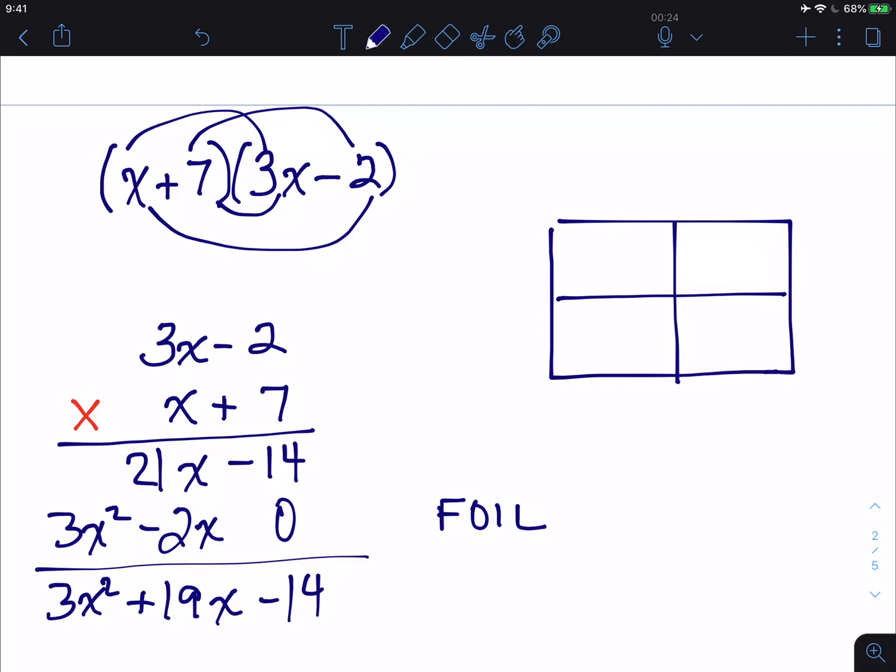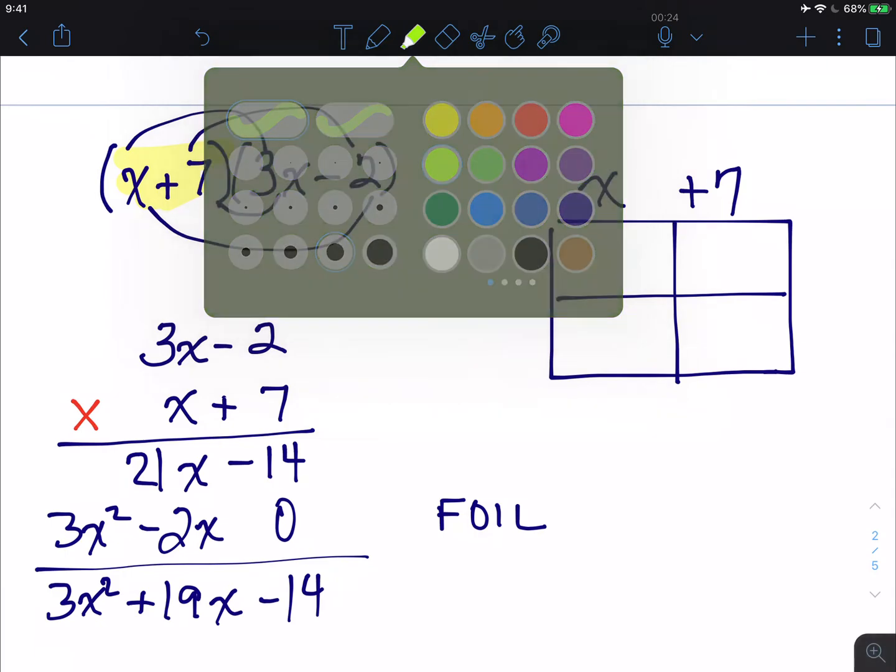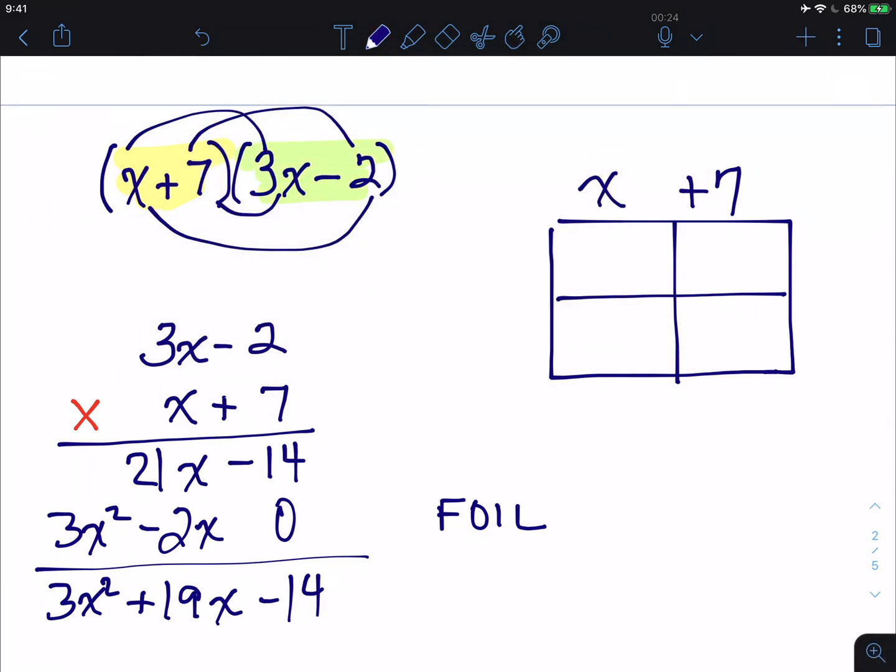So we're going to break the x plus 7 down into its component parts, x plus 7 here. And then we're going to break the 3x minus 2 down into its parts. 3x minus 2 here.